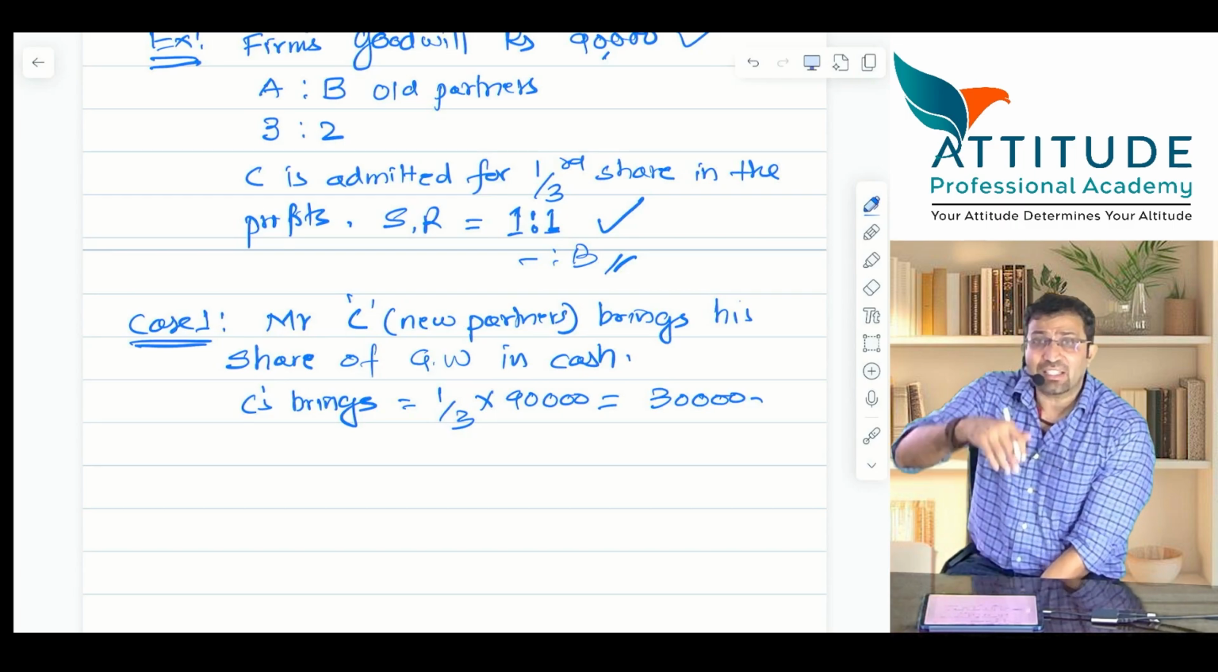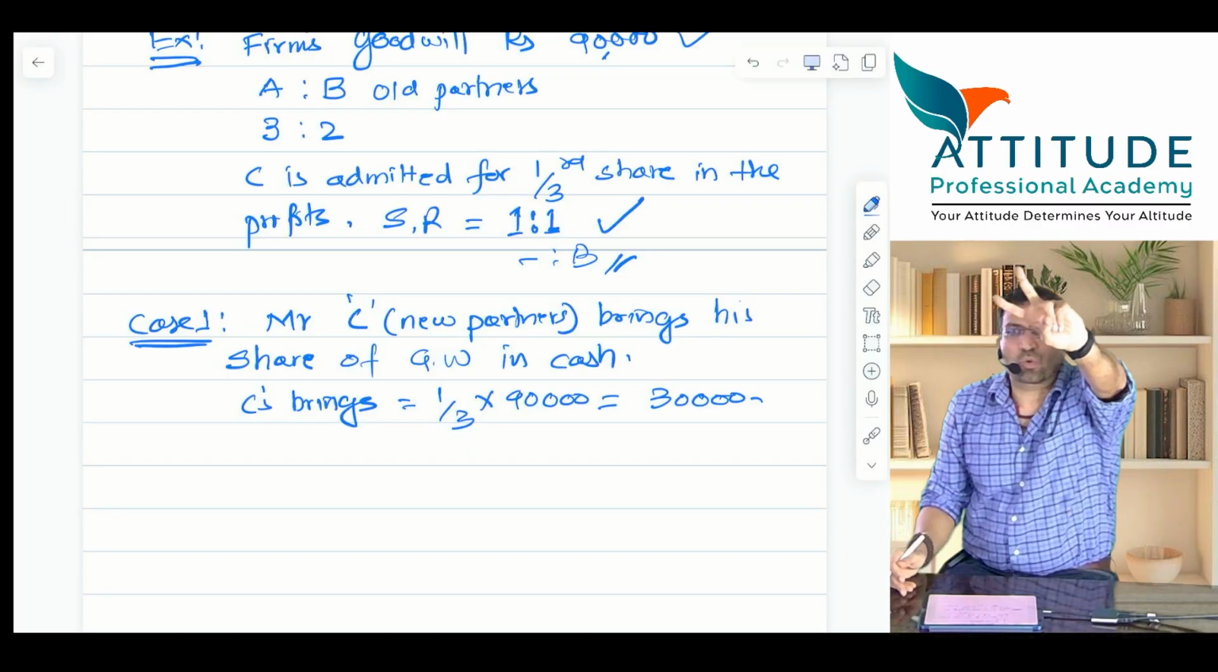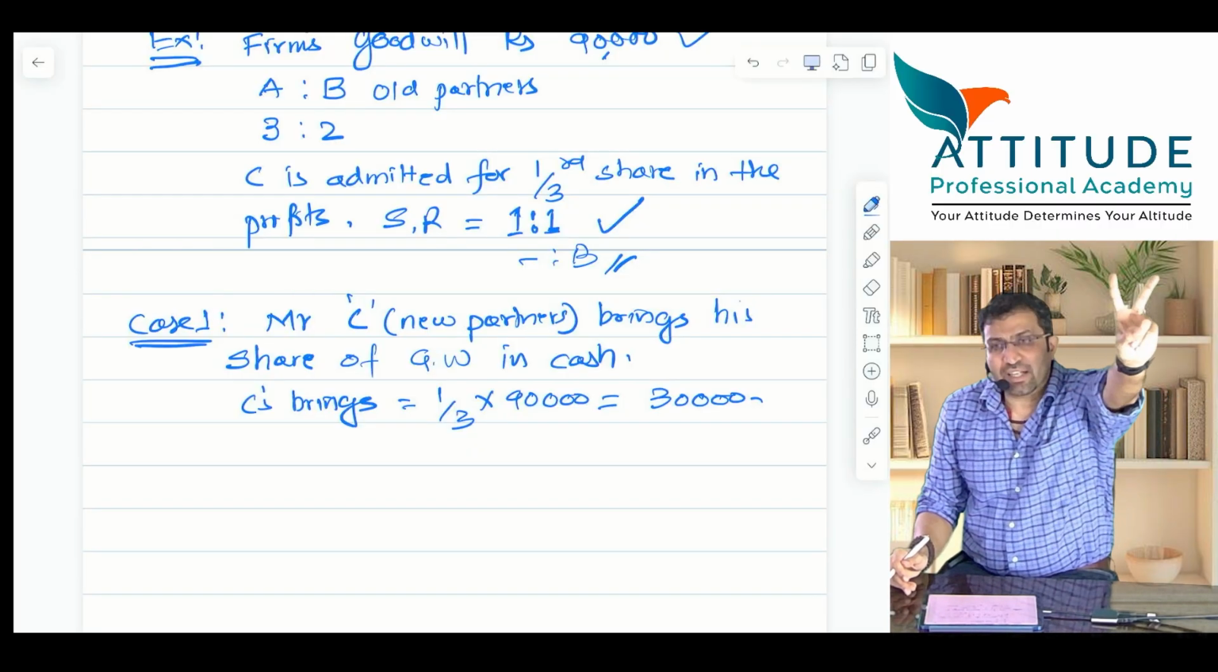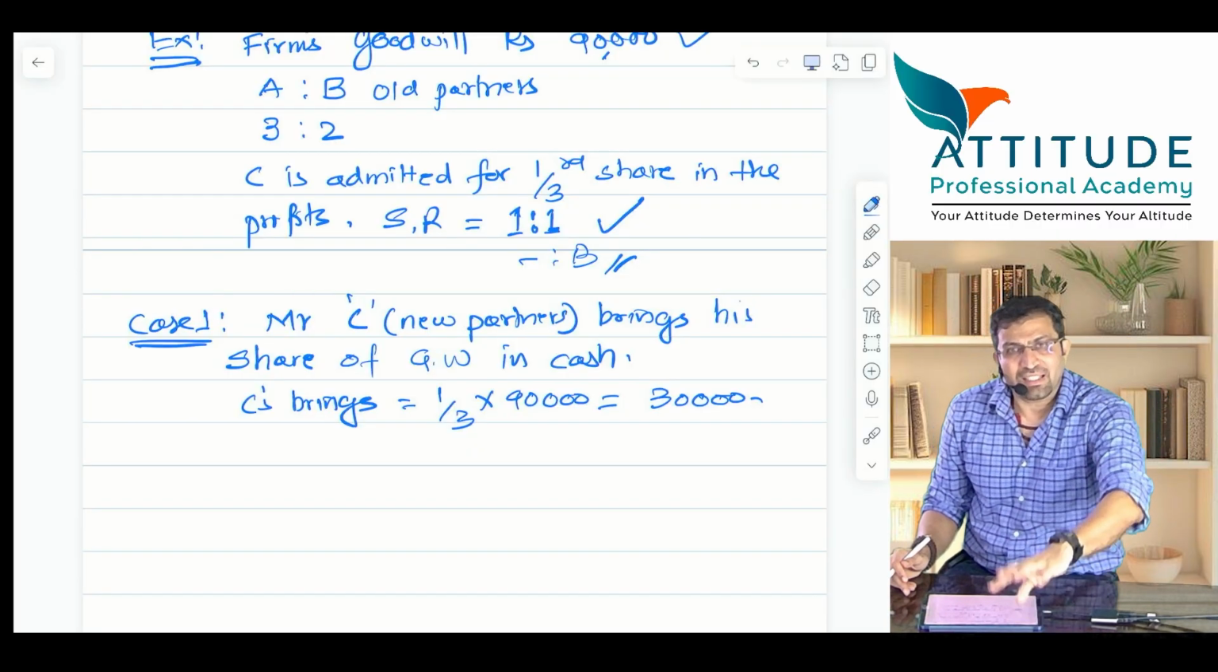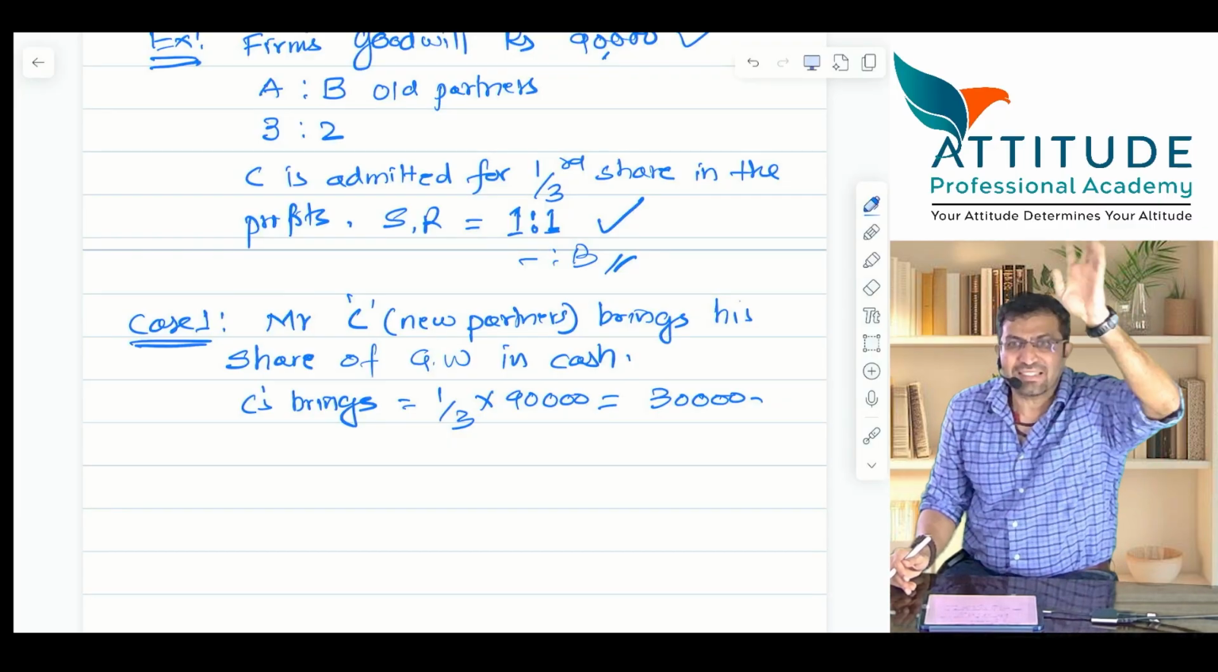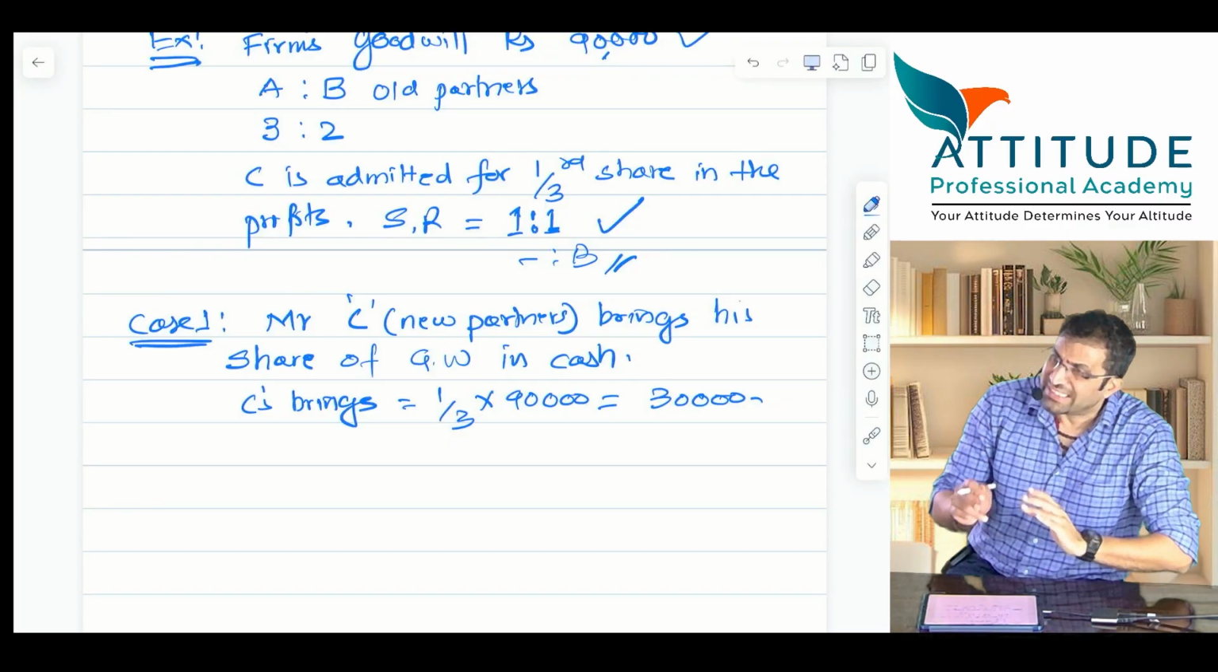Is that clear? If not given, I told you, if nothing is mentioned and only 2 pieces of information are given, the old ratio of the old partners and the new share of the new partner, then the sacrifice ratio is the same as the old profit sharing ratio. Assume here the sacrifice ratio is given.